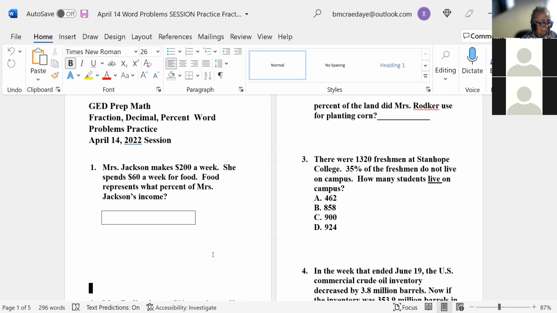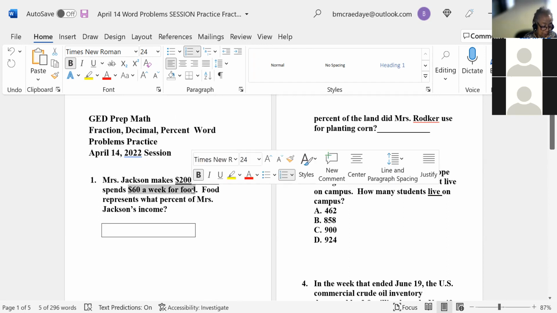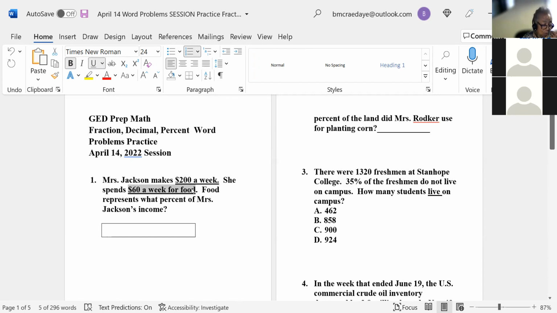I would divide the 200 by 60. You said the 200 by 60? What is the whole here? The whole is the 200. The 200 a week is the whole. Yeah. What is the part? 60. The 60 a week for the food is the part. Percent is part over whole. So what would you divide here?